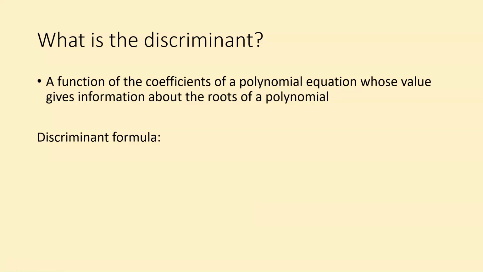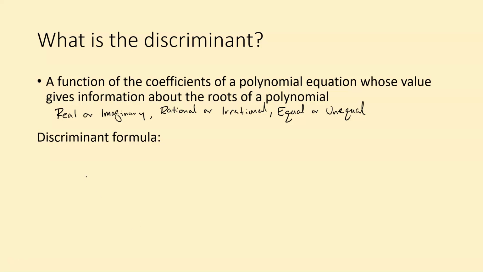The definition of the discriminant is a function of the coefficients of a polynomial equation whose value gives information about the roots of a polynomial. Specifically, it gives information on whether the roots are real or imaginary, rational or irrational, equal or unequal. So those are the three pieces of information the discriminant gives you. Make sure you have this definition and the three types of information you can get.